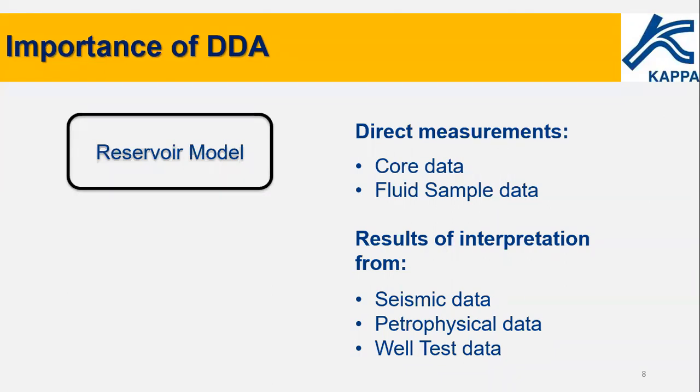The third data, which is very important, is the well test data. Well test data gives you an idea of the well and the near wellbore area. When you get all the data, you have the core data, but those are all lab experiment data.